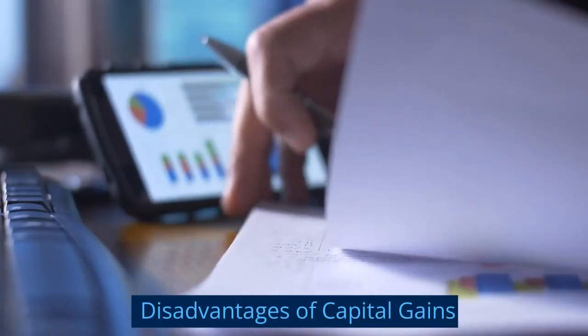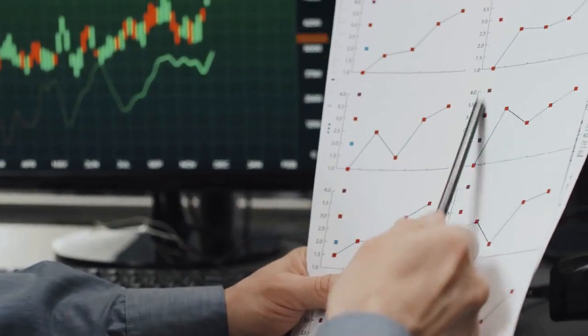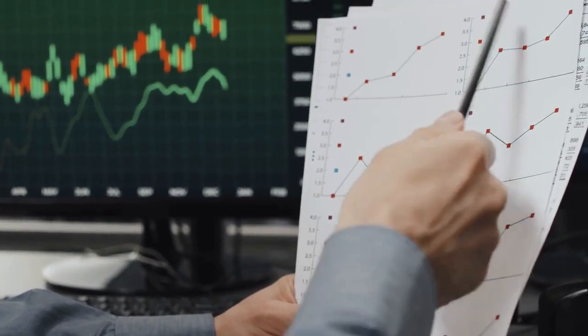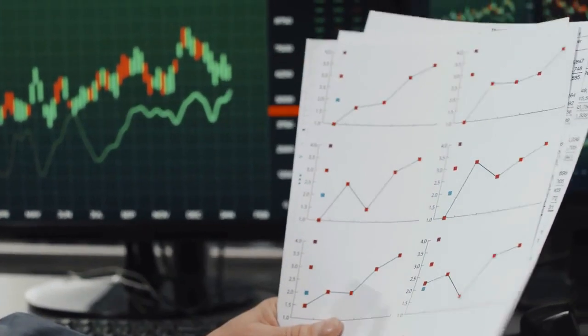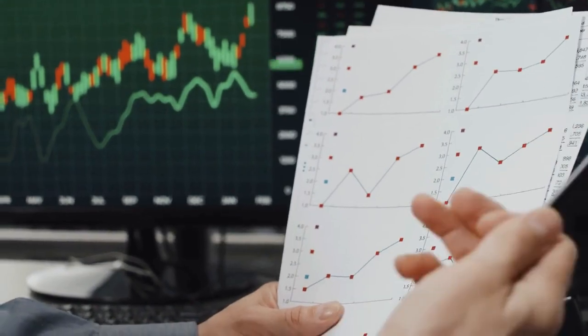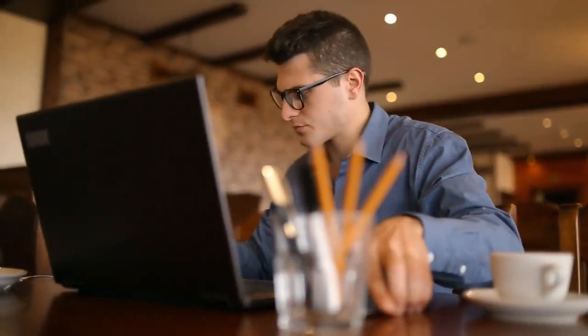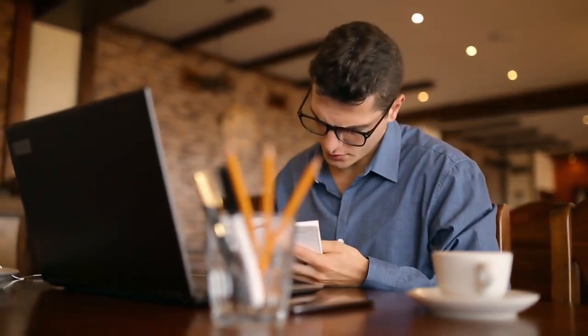Disadvantages of capital gains. Volatility. Capital gains investments can be volatile and unpredictable, with the potential for significant losses as well as gains. Risky. Investing in high-growth industries or startup companies can be risky, with a high potential for failure. Requires active management. Capital gains investments often require active management, with investors needing to stay up to date on market trends and company performance.